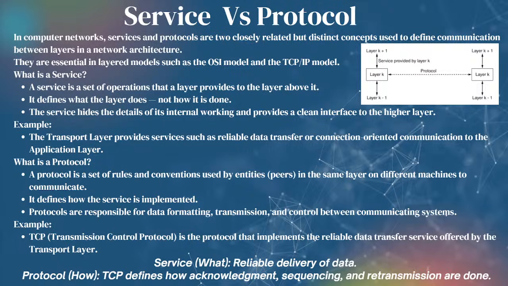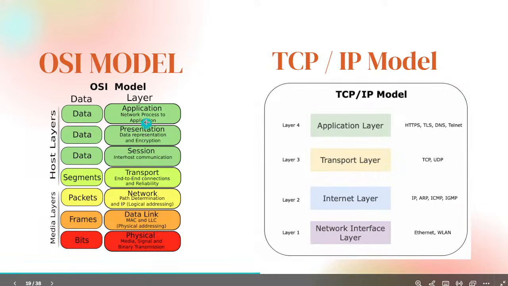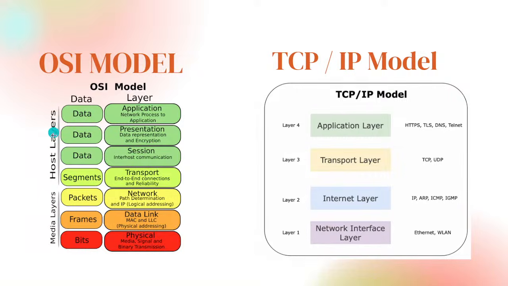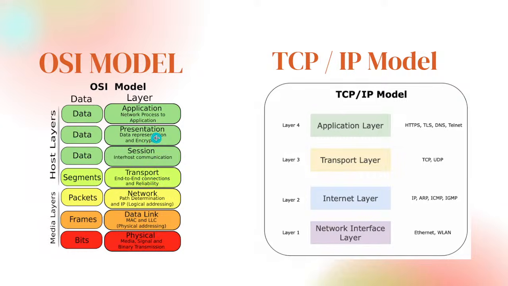Moving to the next portion, it is very important and I think this is the second last or last topic of this unit. So the OSI model has a total of 7 layers. There are 2 groups, the media layers and the host layers. In the media layers you have physical, data link and network layers, and the host layers are transport, session, presentation and application layers.